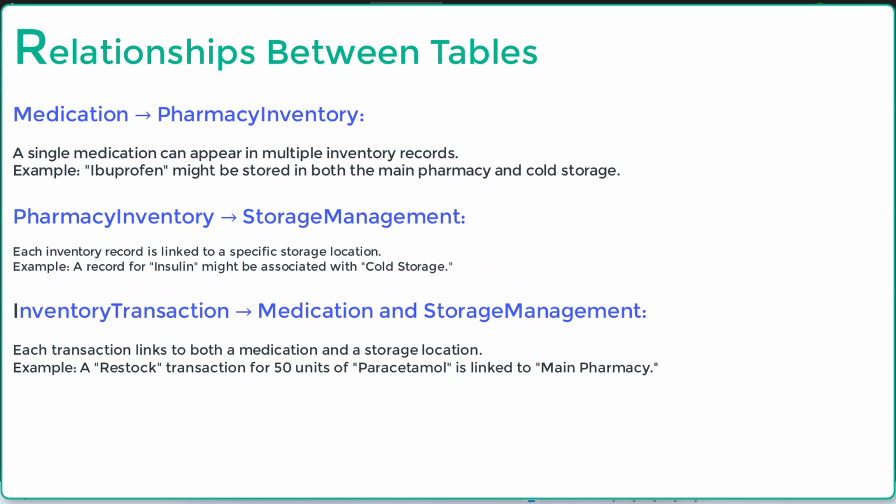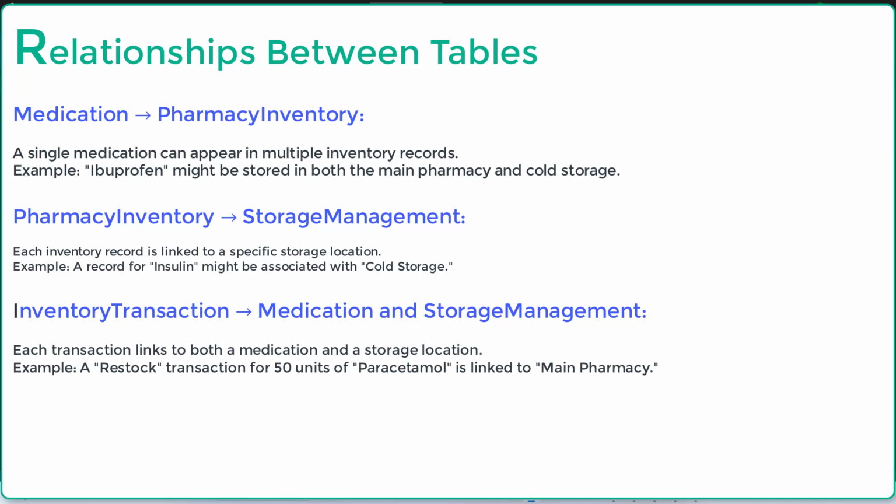Relationships between tables. Medication and pharmacy inventory: a single medication can appear in multiple inventory records. Example: ibuprofen might be stored in both the main pharmacy and cold storage. Pharmacy inventory and storage management: each inventory record is linked to a specific storage location. Example: a record for insulin might be associated with cold storage.